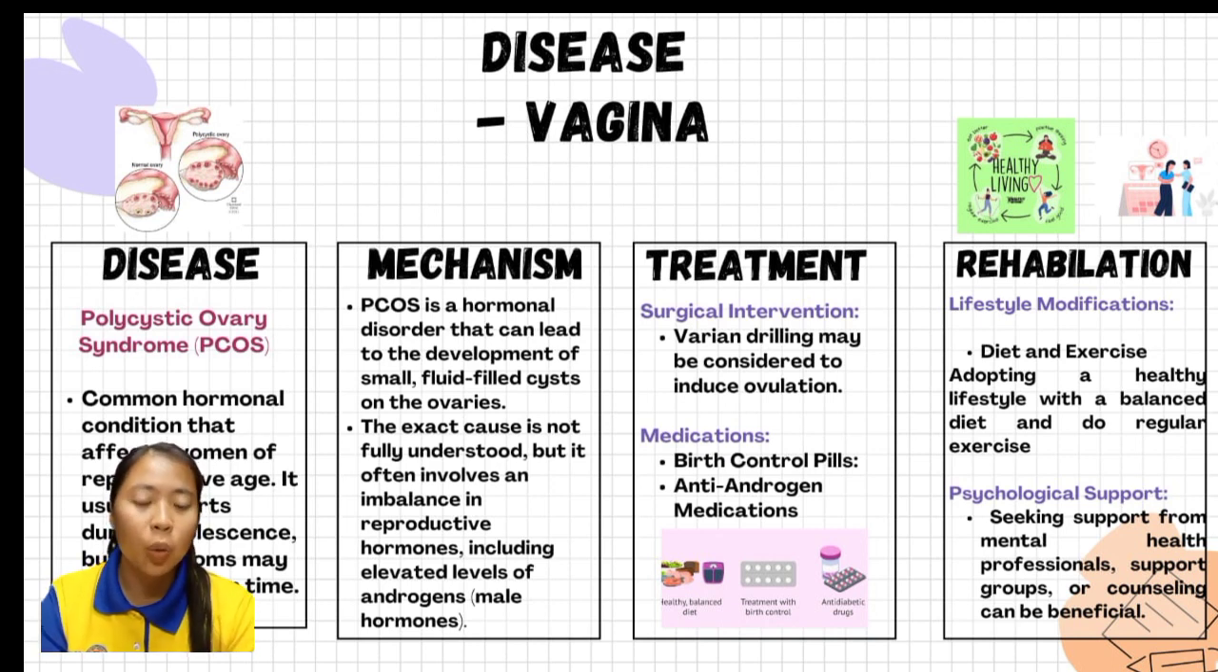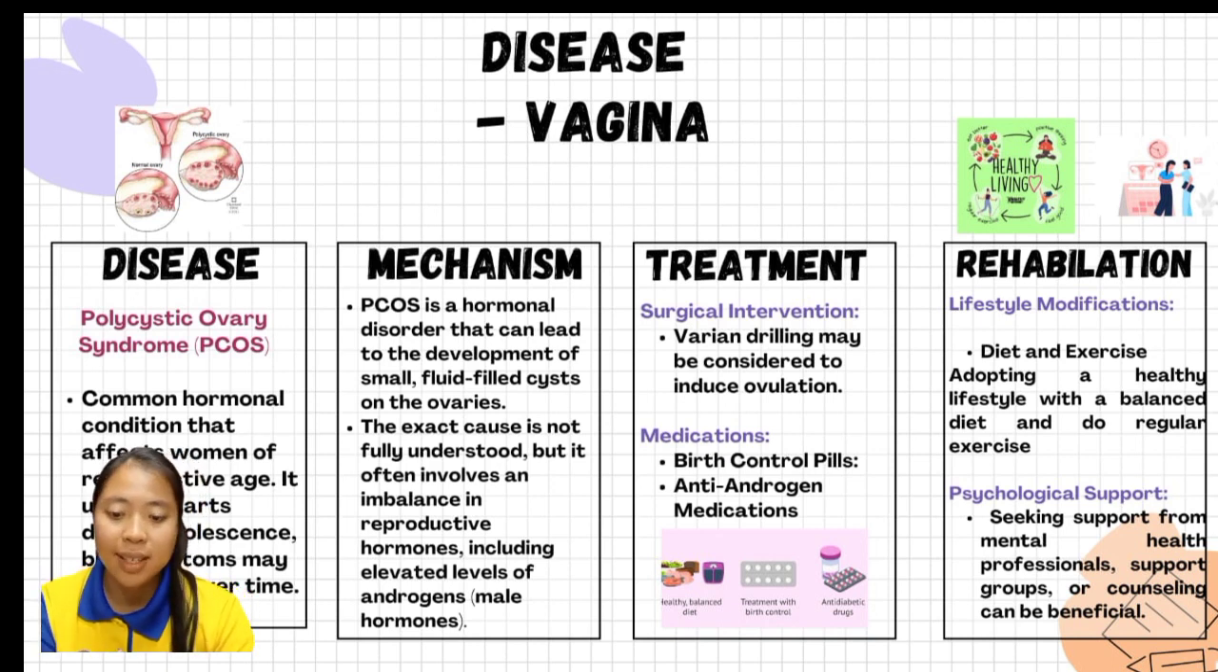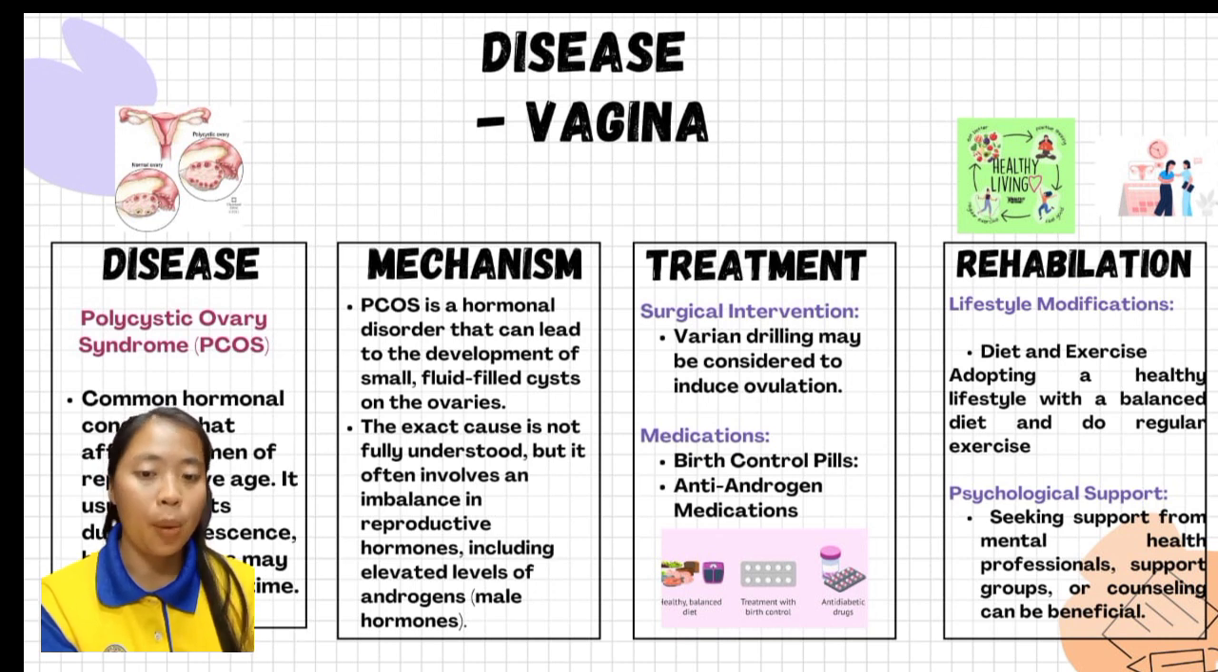Another condition that affects women of reproductive age usually starts during adolescence, but symptoms may fluctuate over time. The mechanism of cause is a hormonal disorder that can lead to the development of small fluid-filled cysts on the ovary. The basic cause is not fully understood, but it often involves imbalanced reproductive hormones, including elevated levels of estrogen.